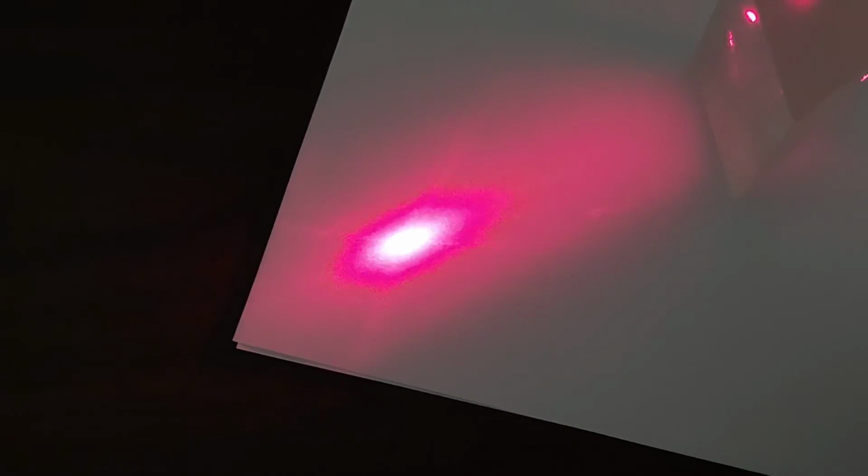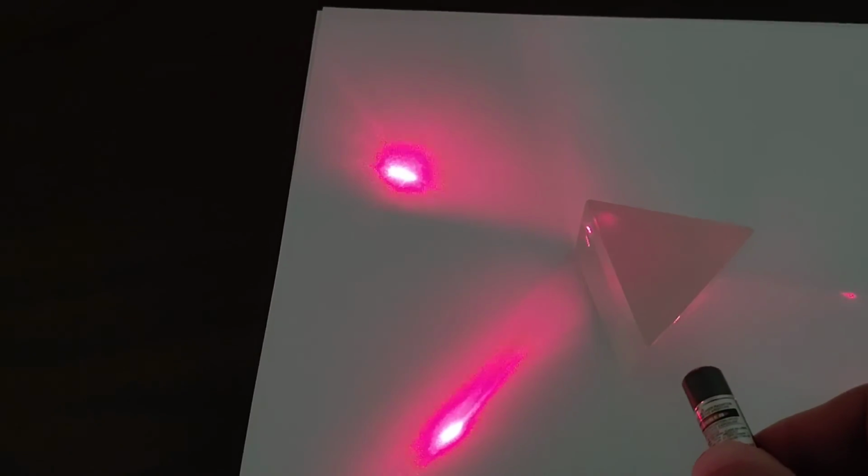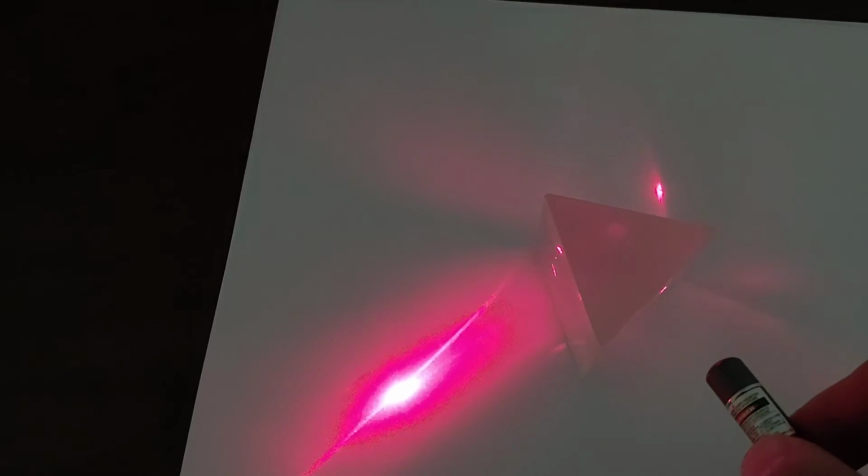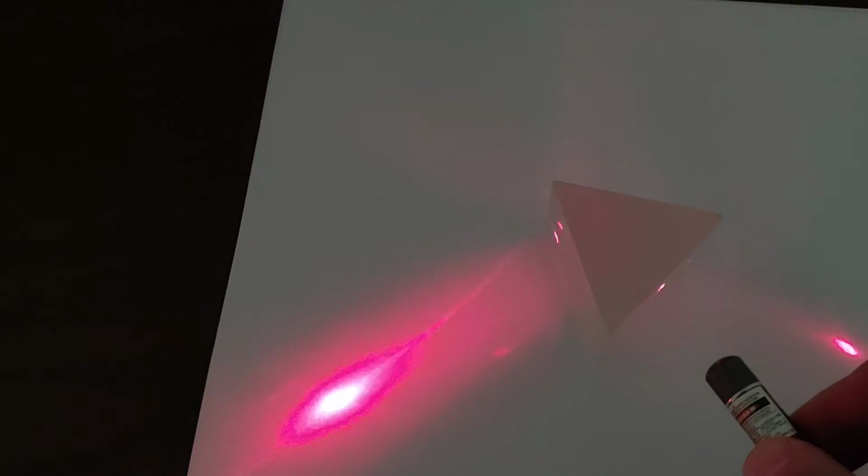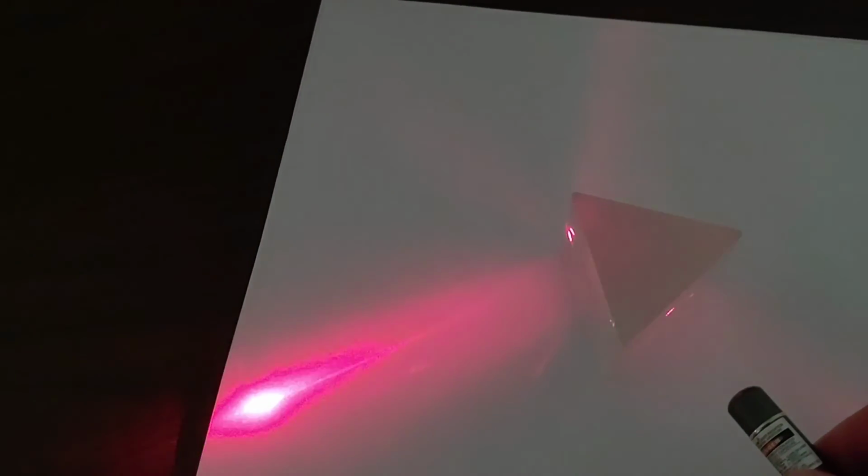Let me see if I can show you total internal reflection here. You can see here we have some partial reflection. When I make the angle so big, when the light hits that side over there, that prism, none of it, as you can see, really comes out. None of it comes out. It all gets reflected off that side and comes out over here.